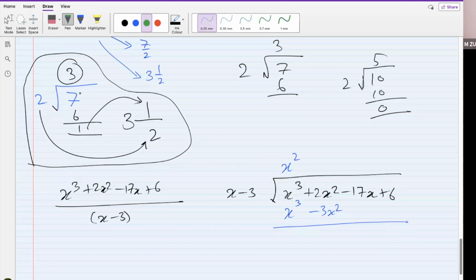Next step was, if you look at this, we subtracted these two. 7 minus 6 is 1. 10 minus 10 is 0. So we'll subtract these again. So the first sign was positive. When you subtract these, the signs change. x cube goes with x cube, and you're left with 2x square minus 17x plus 6. First thing.